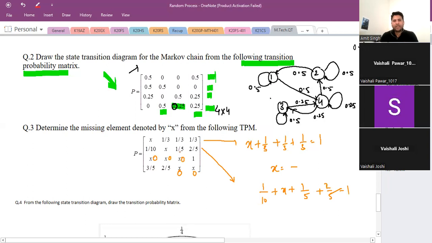Here, how much is it? 2/5 plus 3/10... 1 minus 7/10 will be 3/10, I think. So this will be 3/10. The first one will be 0. So do cross-check your values. Are you able to find these values?